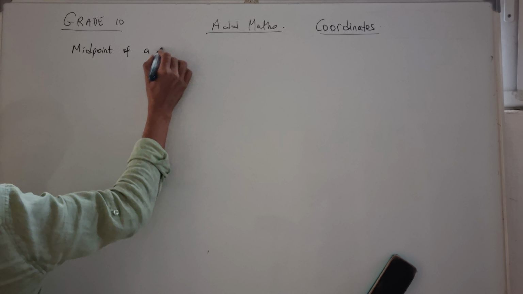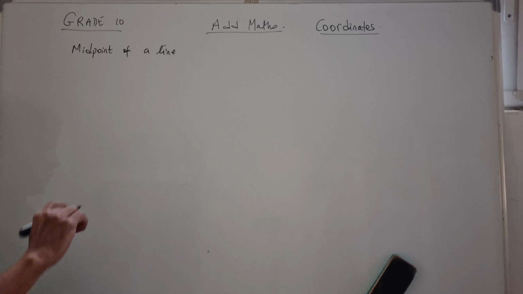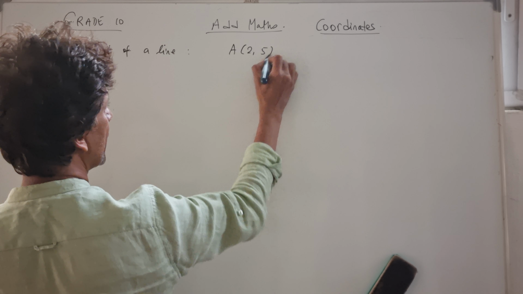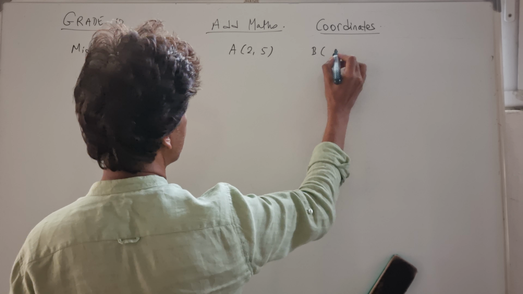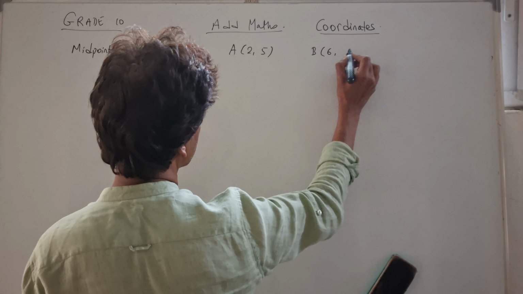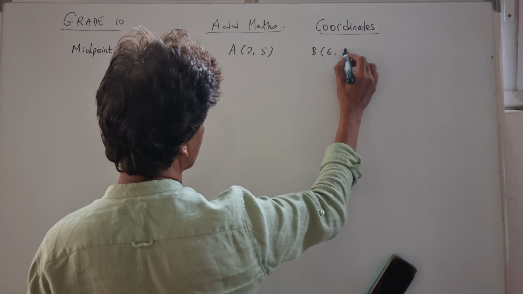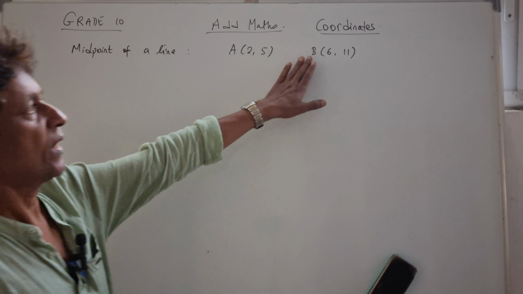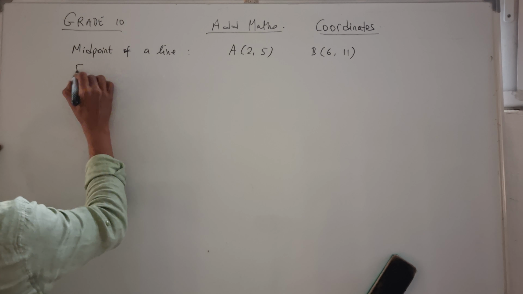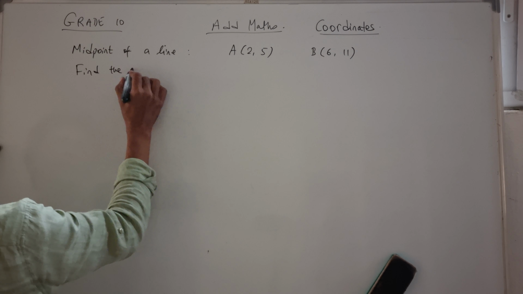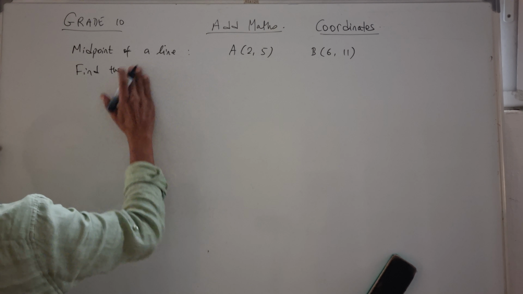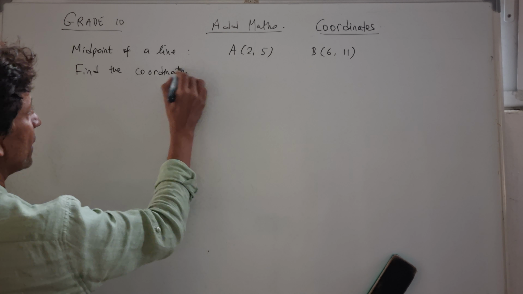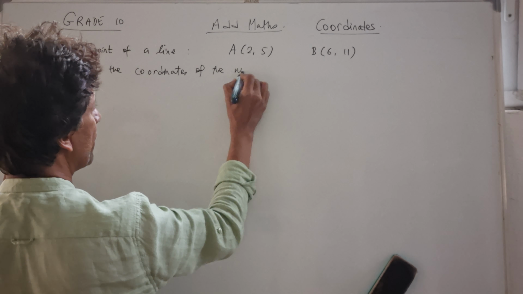of a line. Now, in the Cartesian plane, we can take the example of, let's say, A is equal to (2, 5). We also can have B as, let's say, (6, 11). And if I want to find the midpoint of AB, let's say we want to find the coordinates of the midpoint of AB.